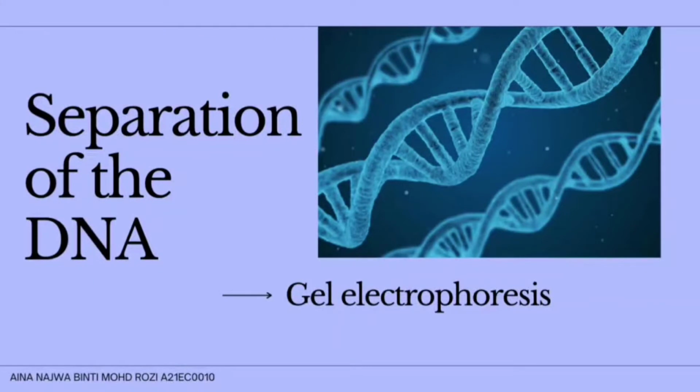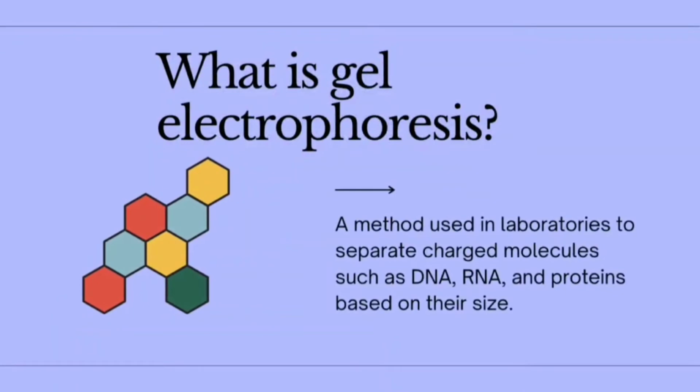The next step to develop vaccine is separation of DNA. In this case, to separate DNA fragments, the gel electrophoresis technique is used. So, what is gel electrophoresis? Gel electrophoresis is a method used in laboratories to separate charged molecules such as DNA, RNA, and proteins based on their size. An electric current is passed through the gel, causing one end to be positively charged and the other to be negatively charged.